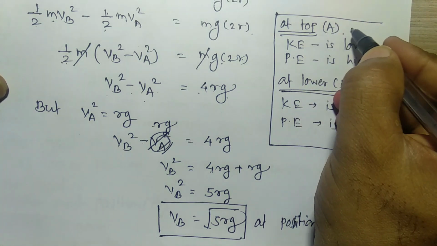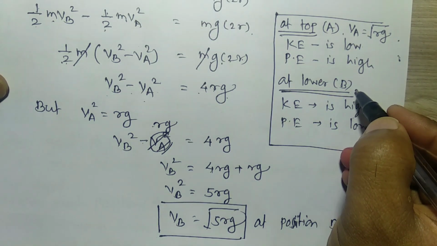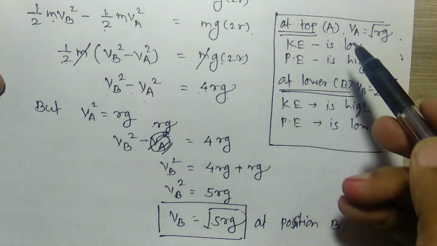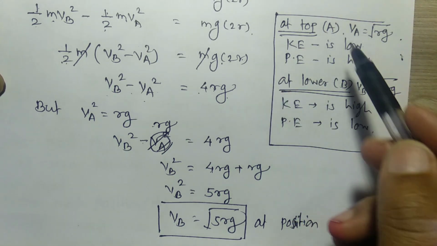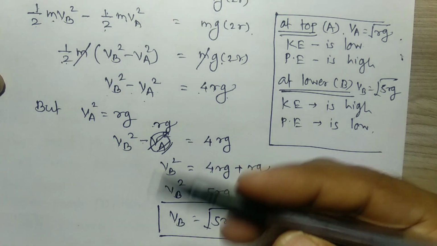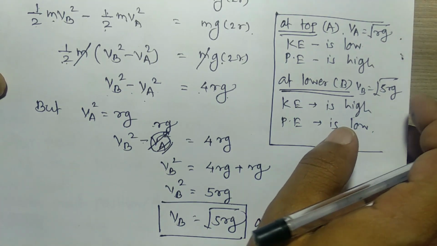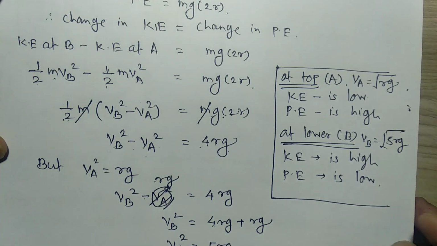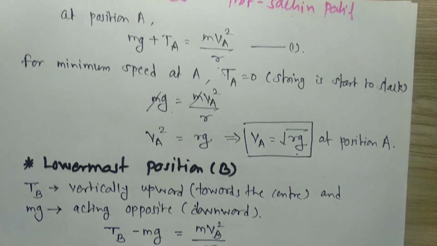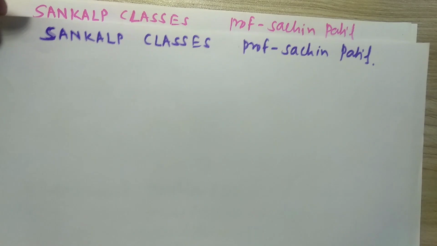Because at the top point VA is equal to square root of RG, which is low, and at lower point VB is equal to square root of 5RG, which is higher, and therefore kinetic energy and potential energy are interconverted in a vertical circular motion when it is controlled by gravity. From now we have to consider equation 1 and 2, and find out the difference between the tension at uppermost point and lowermost point inside the vertical circular motion.